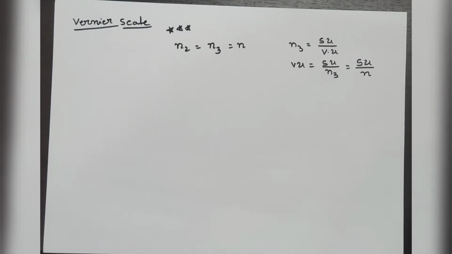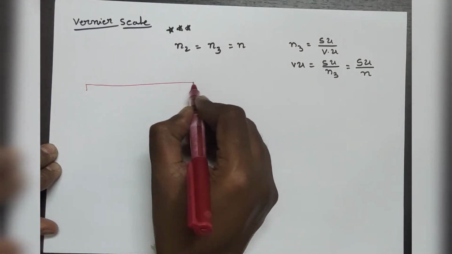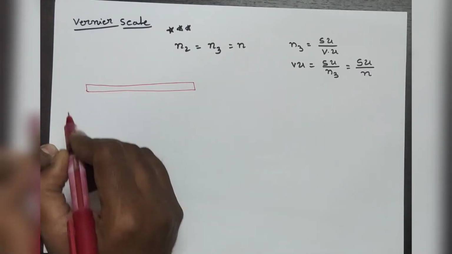Good. Sir, what is the basic principle involved in it? That we will learn. So we are already familiar with the plain scale. So in the plain scale, what will happen? This is the length of the scale.